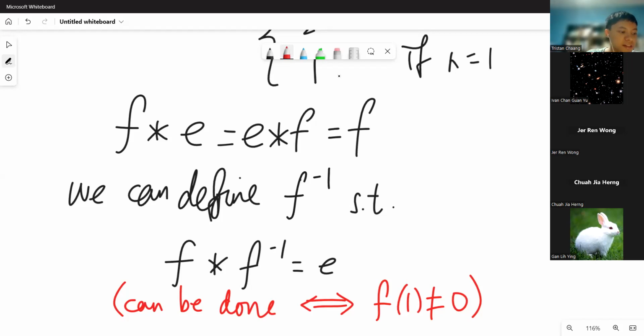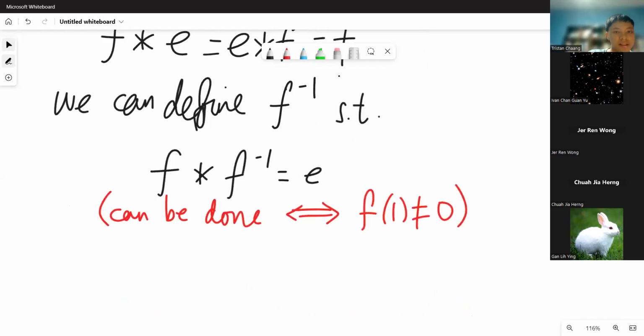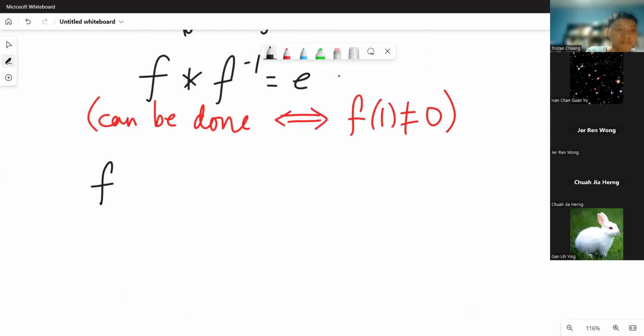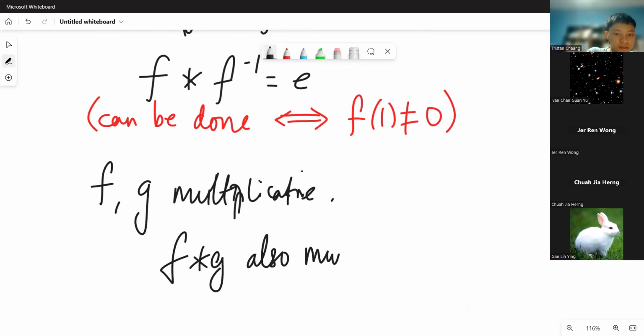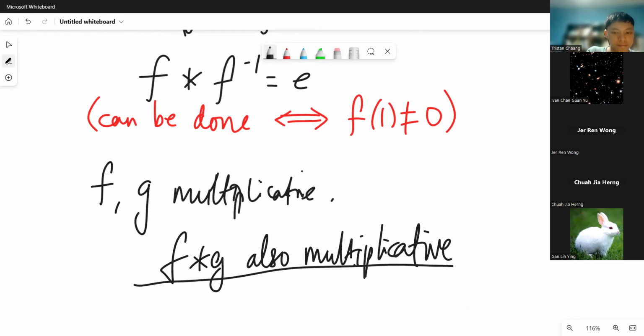And another nice thing about convolution is this. If f and g are multiplicative, well, just now I didn't mention anything about multiplicative functions. But if f and g are multiplicative, then f star g is also multiplicative.